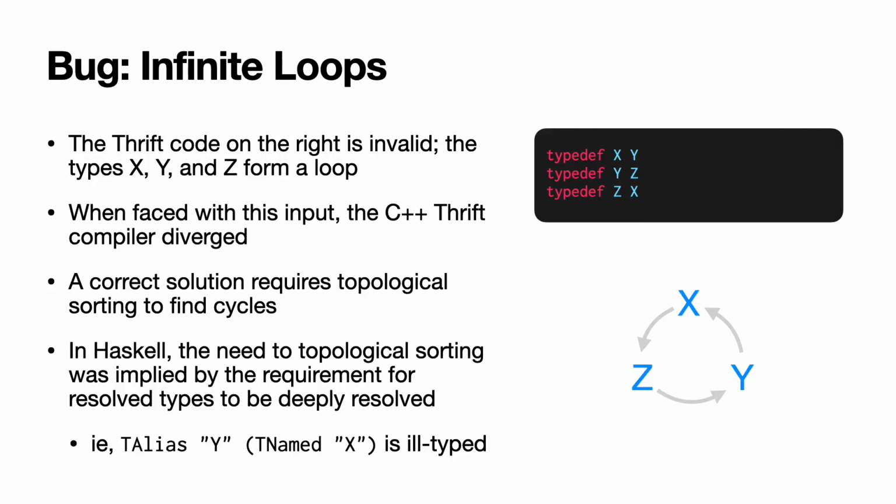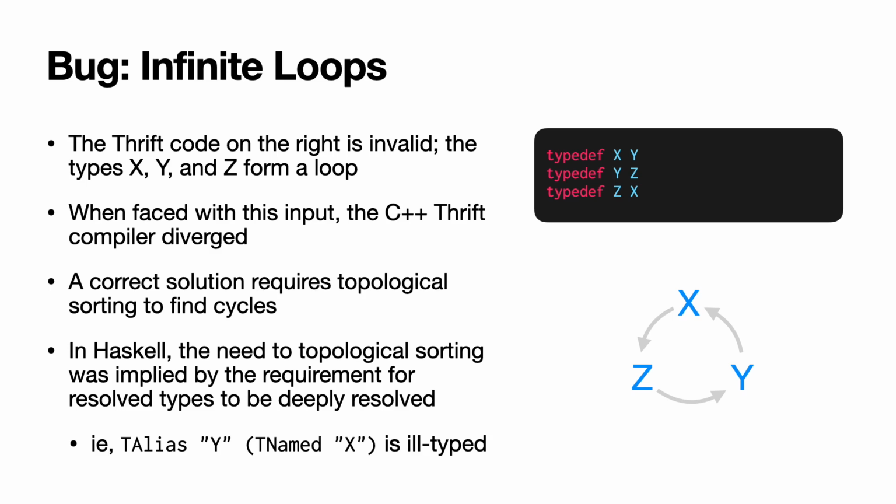The thrift code on the right is invalid because it defines three type aliases in terms of each other. When faced with this input, the C++ thrift compiler went into an infinite loop. This issue was quite hard to debug because thrift compilation often happens as part of a large multi-process build job. Therefore, the developers did not know why their build job was hanging.